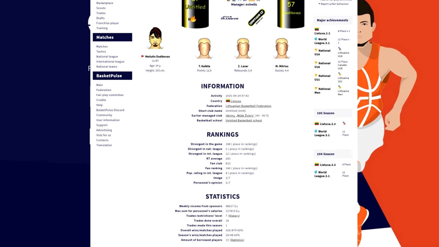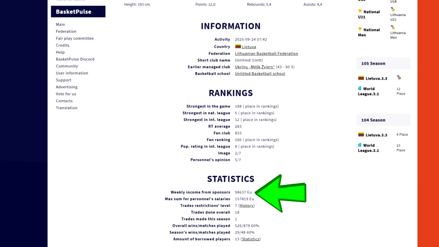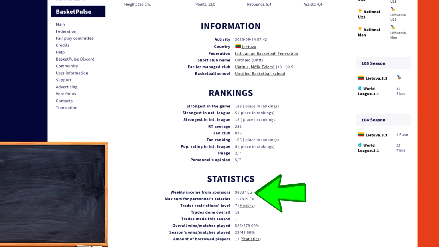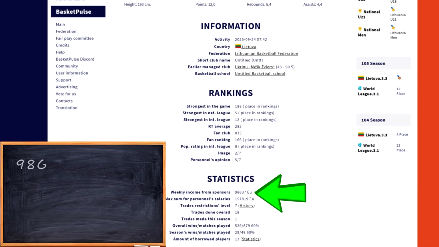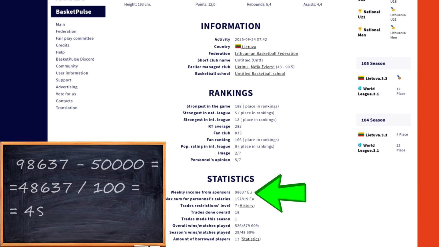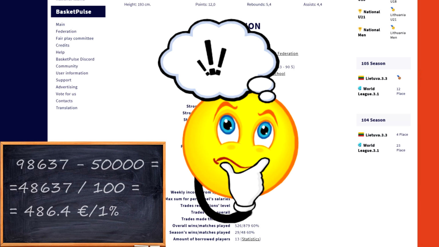For example, Team X, in the International League 3-1 receives €98,637 from sponsors. Let's subtract the league sponsor's share from this amount and divide the result by 100. This way we will find out 1% of the funding from sponsors. Answer: €486.4. But how do you know if this is good or bad?